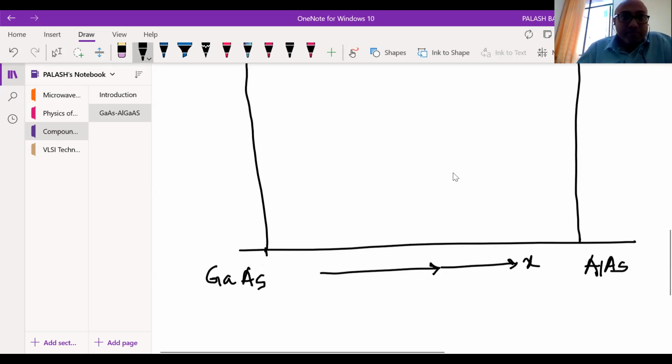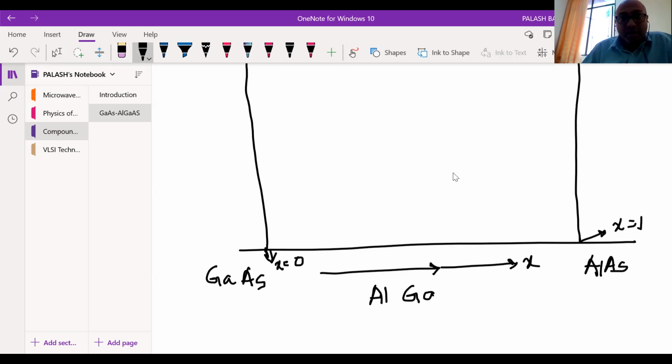Here, this point where x is equal to 0, and here this point x is equal to 1. So aluminum, gallium arsenide, this is the part. So you have Al x, and you have Ga 1 minus x, right? So when x is equal to 0, you will get gallium arsenide. When x is equal to 1, you get aluminum arsenide, right?